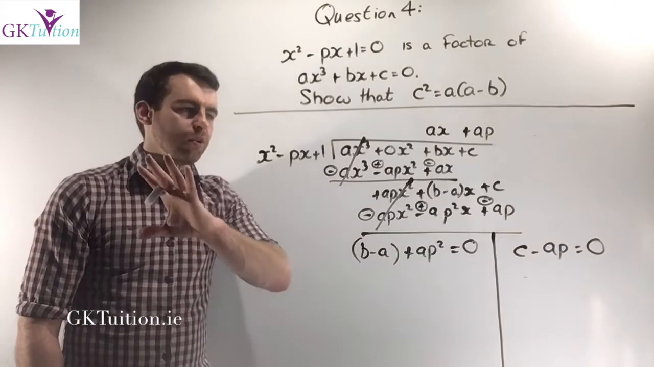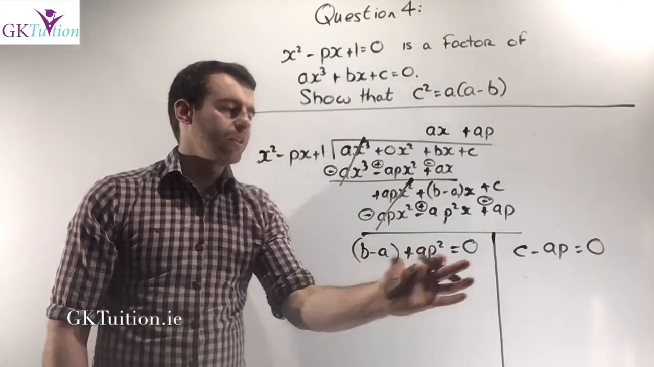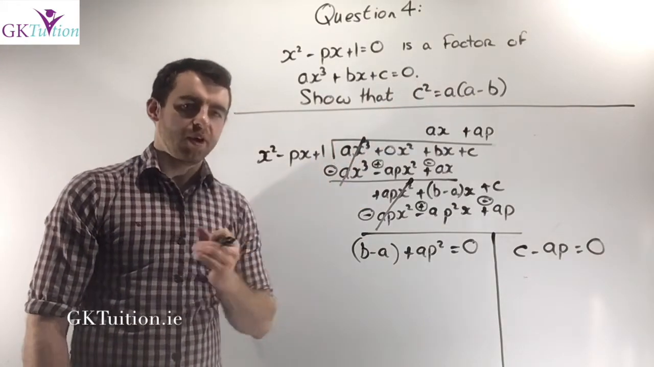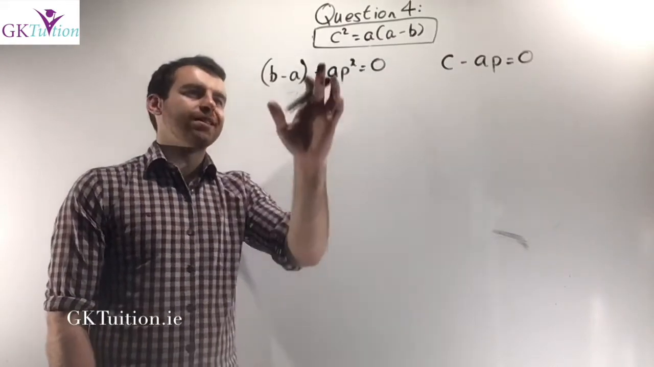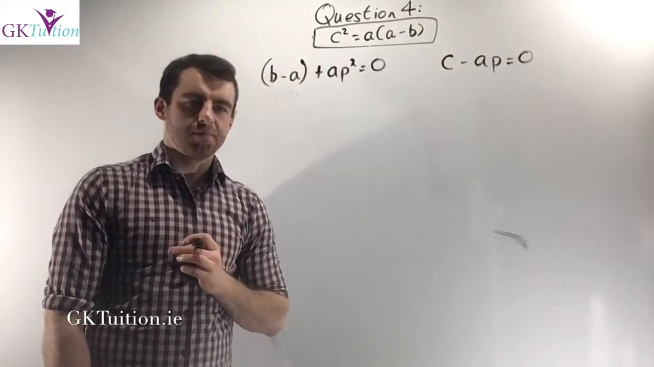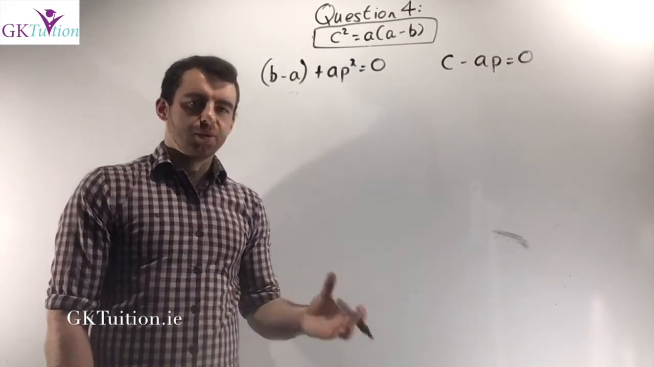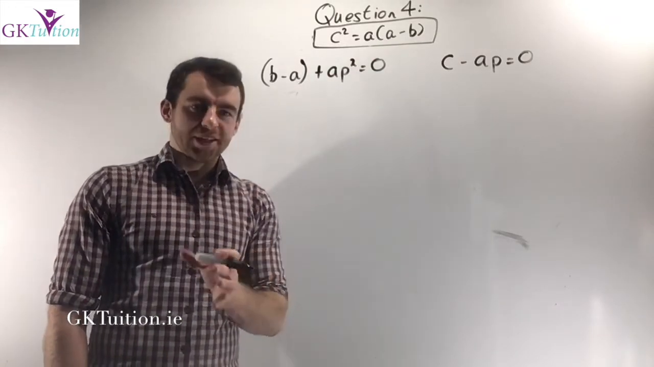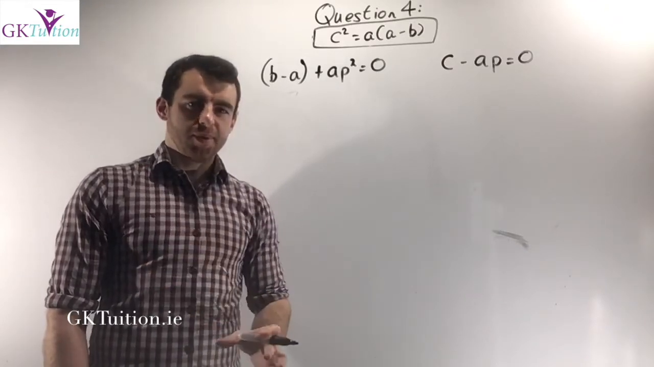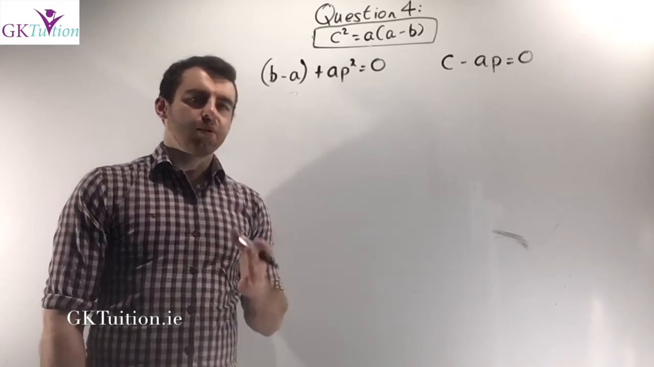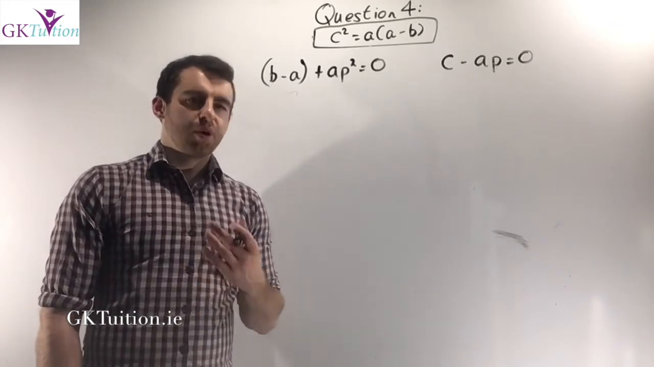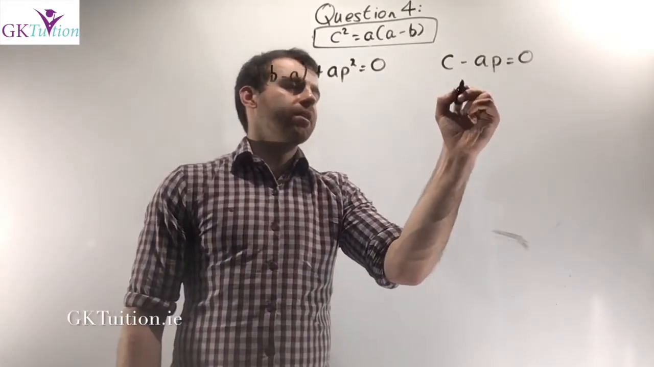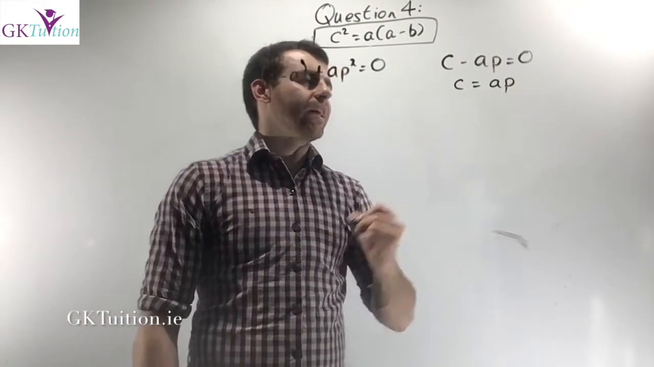What I'm going to do now is I'm going to wipe this off the board, and we're just going to start with these two equations and see what we can do in order to get to c squared equals a times a minus b. So I'm trying to prove that c squared is equal to a times a minus b. At the moment, the problem is I've got two equations, neither of which have a, b, and c in it, both of which have p in it. So I need to get rid of my p. And in order to do that, I have to take one of my equations and isolate p. It's probably easier if we isolate p from the simple equation. So what I would do first is I would add ap to both sides, and I would get c is equal to ap.